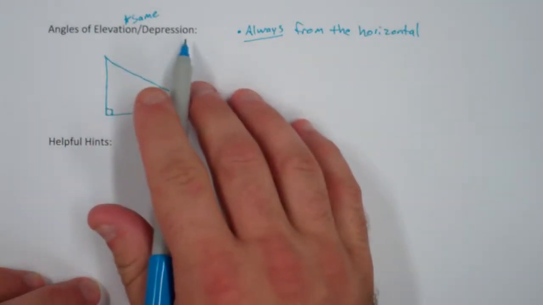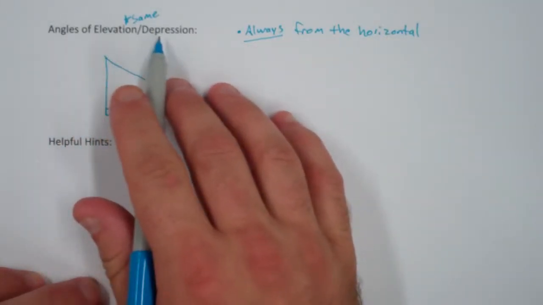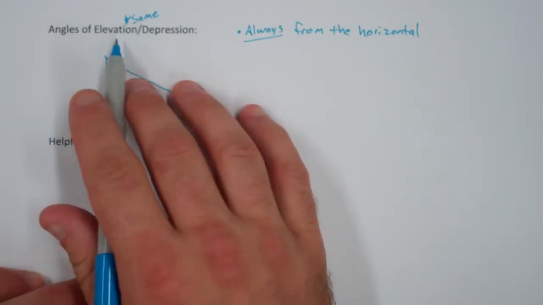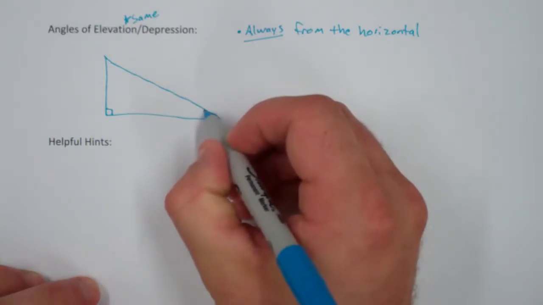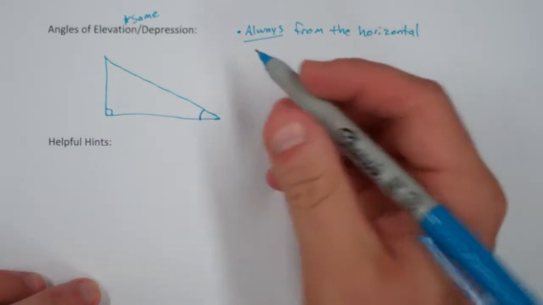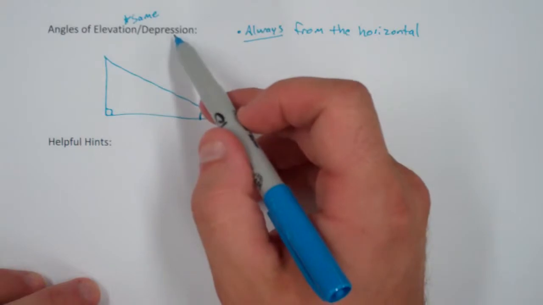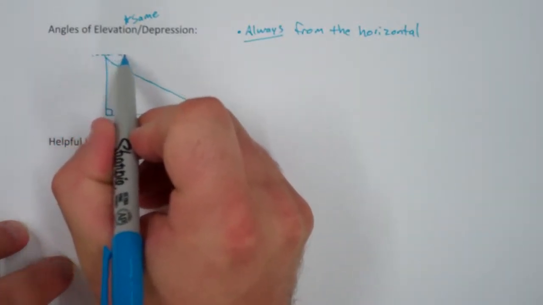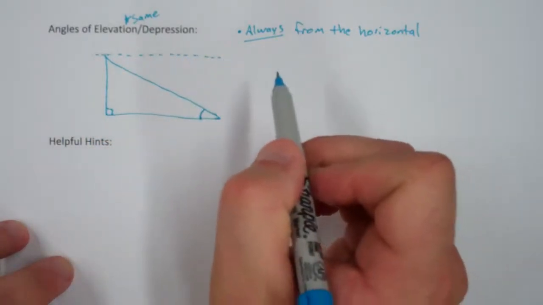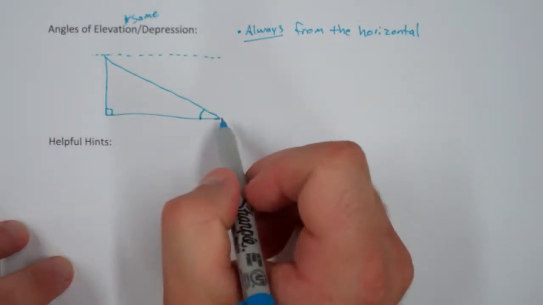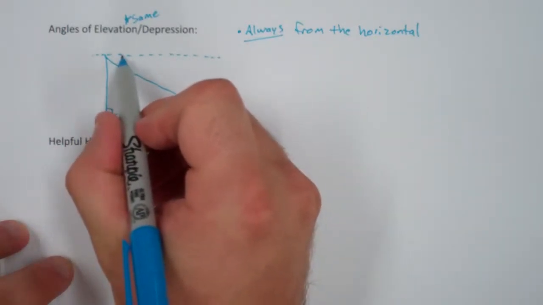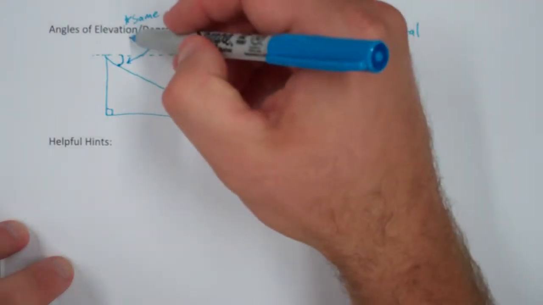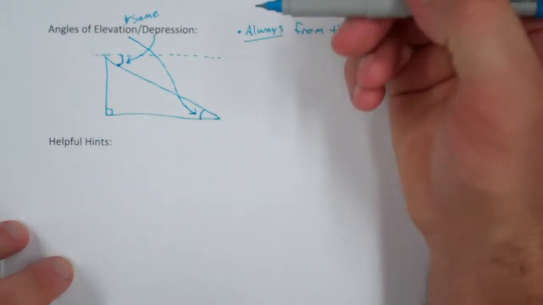When we talk about elevation and depression, it really just matters where you're looking from. So an angle of elevation, you'd be looking up. So this right here would be the angle of elevation. The angle of depression is a little bit more difficult. This one's the tricky one because we always take that from a horizontal. So we have to imagine a horizontal here that's perpendicular to the ground, and then that angle of depression is going to be right here. So here's your angle of depression, and then here's your angle of elevation.